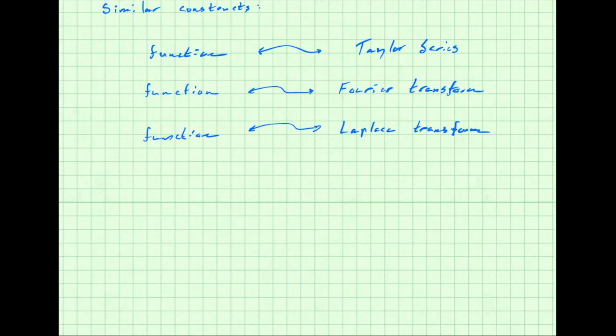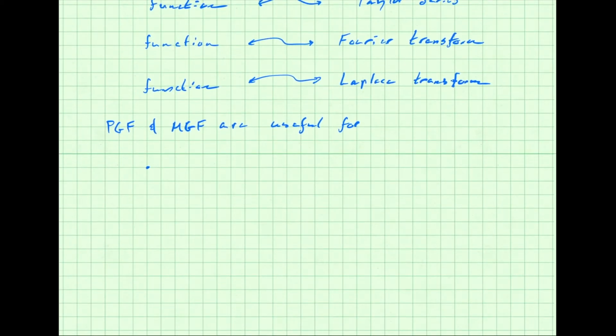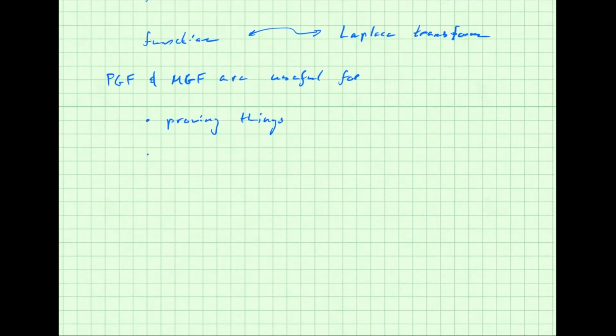There's a small list in the notes. The probability generating function and moment generating functions are useful for the following. There are other reasons they're useful, but just a handful of things. We know we're about to tell you something weird, so we want to convince you that it's useful for something. It's often useful for proofs. Sometimes it's easier to prove things using generating functions than using the functions themselves.